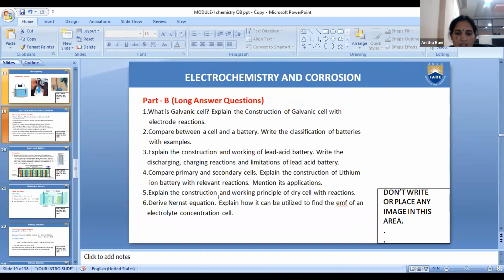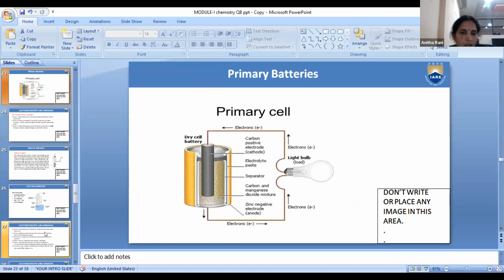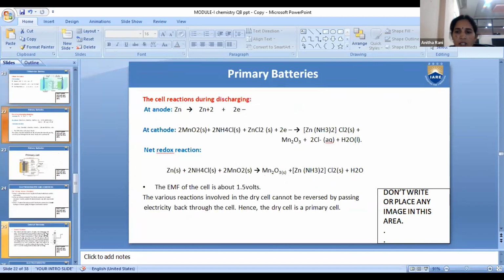Next, explain the construction and working principle of dry cell with reactions. So here also you have to write the construction first. Tell me what is the anode, cathode, electrolyte in the dry cell?